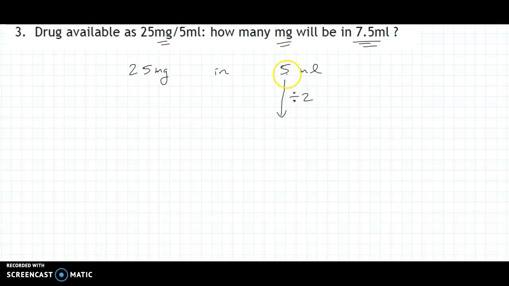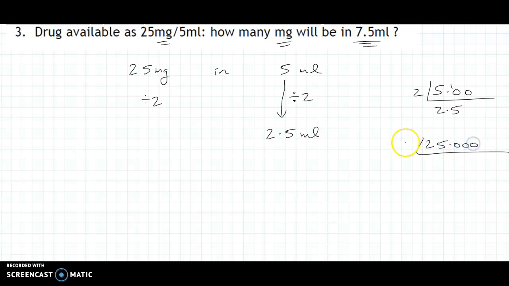by 2, divide 5 by 2, and we'll get, let's do that, 5.00 divided by 2. 2 into 5 goes twice and 1 over, bring down the decimal point, 2 into 10 goes 5 times, so we get 2.5 mils if we divide that by 2. And if we divide this by 2 to keep the balance, 25 divided by 2, 2 into 2 goes once, 2 into 5 goes twice, and 1 remaining, bring down the decimal point, 2 into 10 goes 5 times, so we get 12.5 milligrams in 2.5 mils.